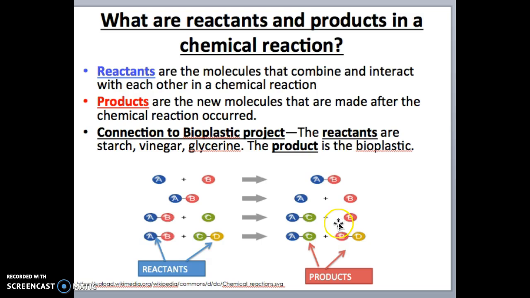So reactants and products. This connects to our bioplastic project because in our bioplastic project, the reactants were the starch, vinegar, and glycerin, and the product was the bioplastic.